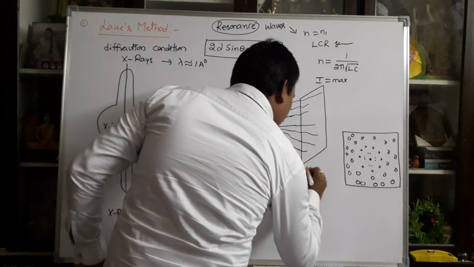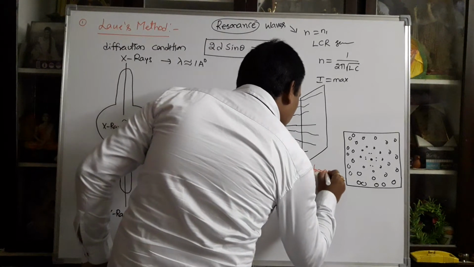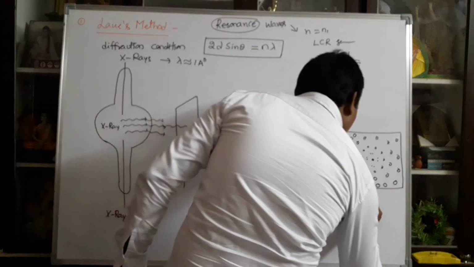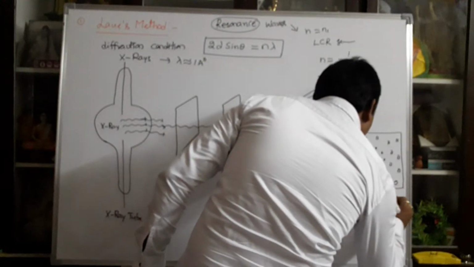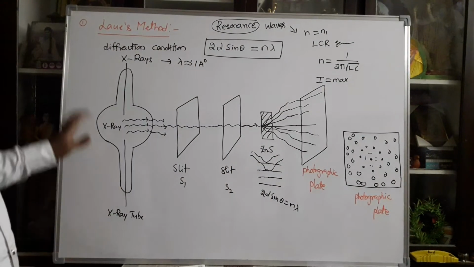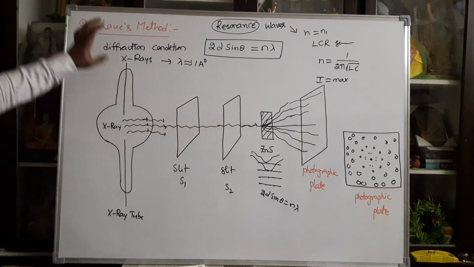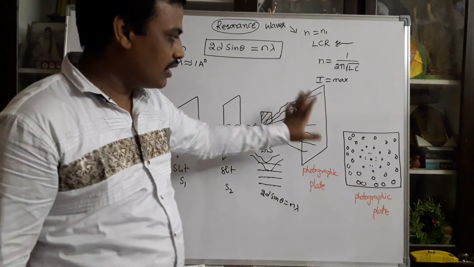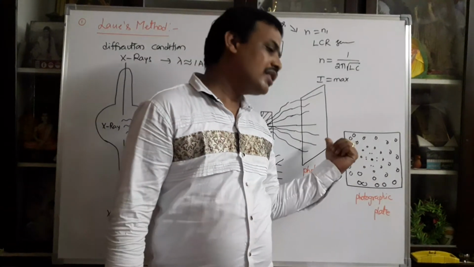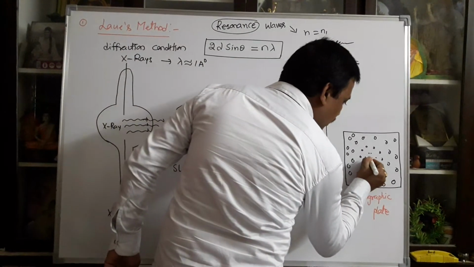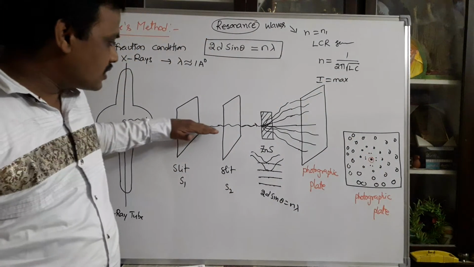This is called the photographic plate. That is the complete experimental arrangement of the Laue method. So this is the Laue method. On the photographic plate, the arrangement is shown like this. We are taking the square photographic plate, with the center like this. This is the center. The X-rays are incident on the crystal.